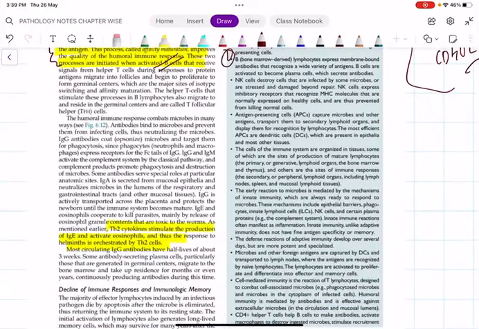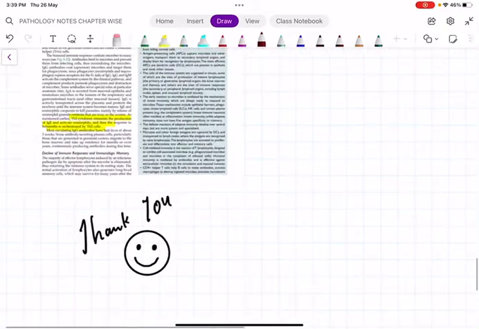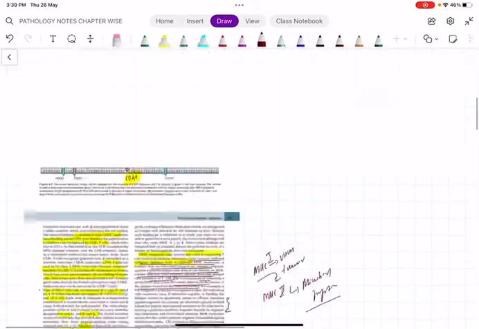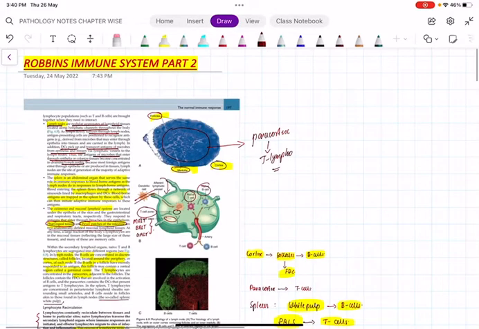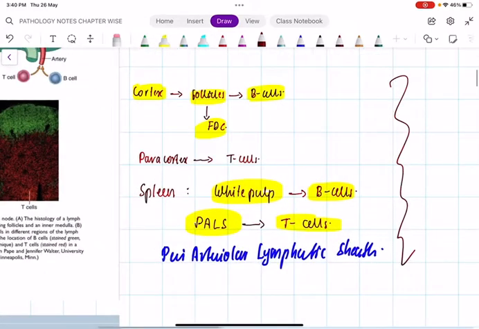And T helper 2 cells, I am telling, interleukin 4, rule of 2, 2 into 2 is 4. T helper 2 cells mainly help in IgE, allergic reaction. That is an important point you have to remember. So today in this class we have discussed the very basic structure in lymph node and spleen. This flowchart is important. In cortex we have B cells, paracortex T cells; spleen, white pulp B cells, PALS we have the T cells.